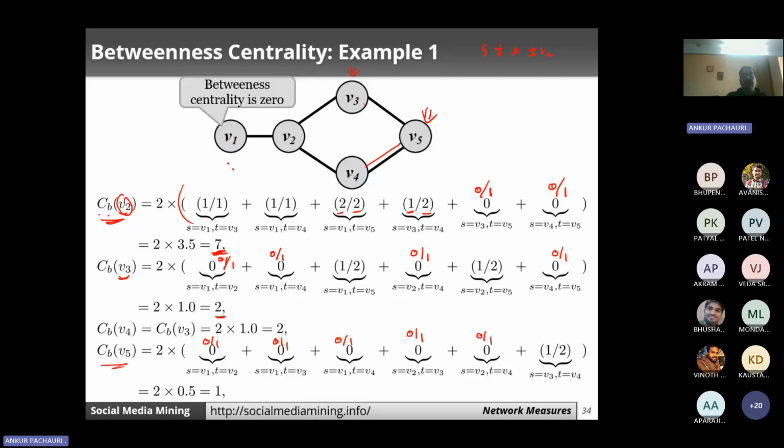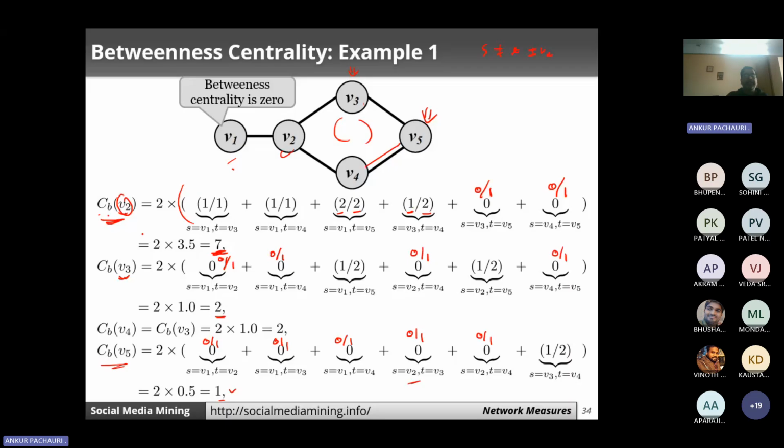Okay, so V1 is done. V2 is done. Now let me check for V3. So from V3 to V2, 0 by 1. It's already taken. Yeah, here it is. So it's already taken. V3 to V4. There exist two paths, and one of them passes through V5. And V5 I cannot take, so I'm done. So that is 0, 0, 0, 0, 0 plus 0.5, 0.5 into 2, it will be 1.